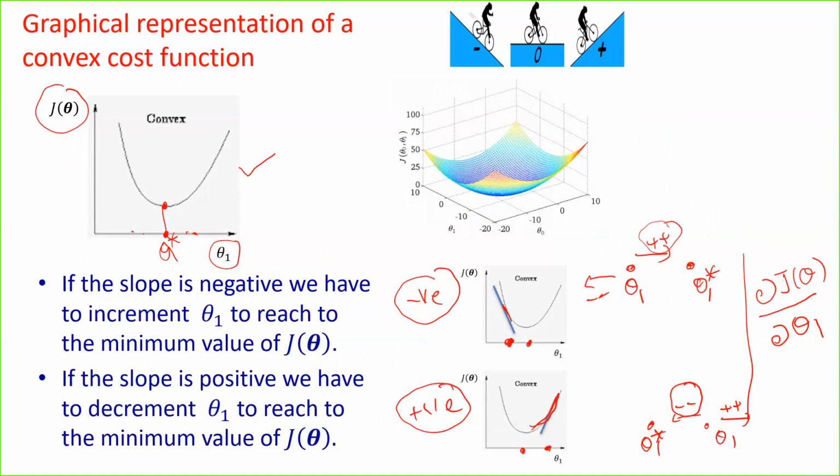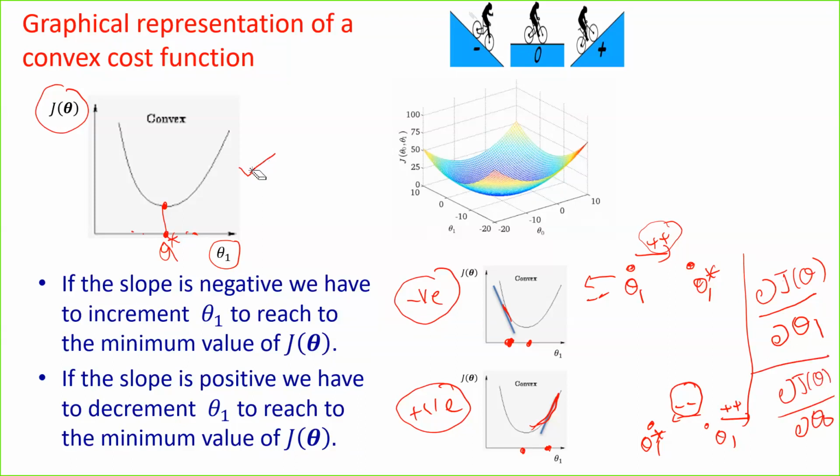Similarly, if I want to know the slope of the cost function with respect to theta naught, then what should I do? Derivative with respect to theta naught. The derivative of J of theta with respect to theta naught. Yes. All right.